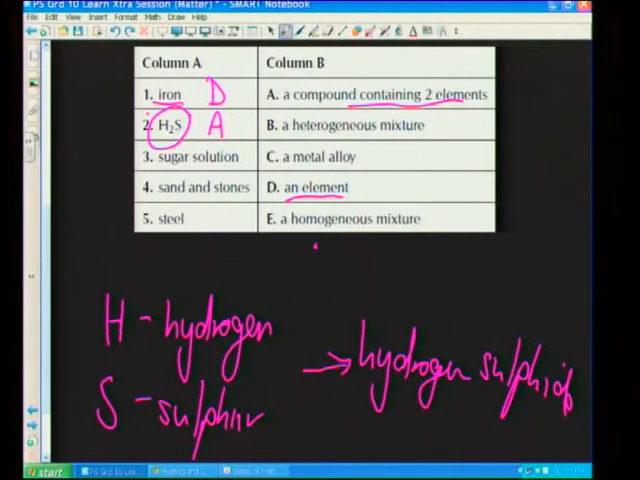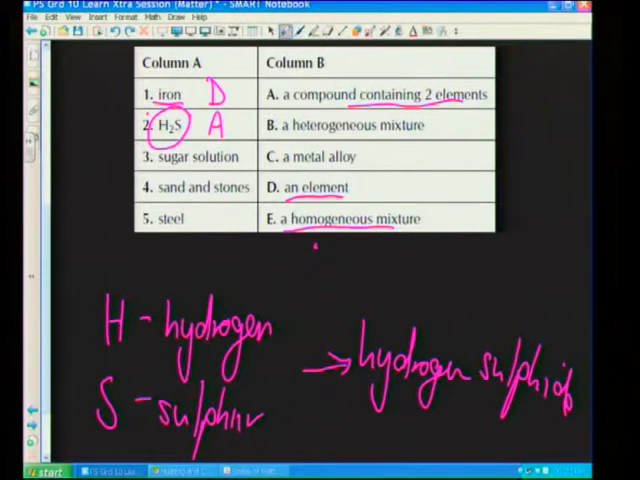Well, now, what about a sugar solution? Now, can we see a difference when we mix sugar and water? If the sugar is all dissolved, can we see a difference? No. Then it must be a homogeneous mixture. It's homogeneous. It was originally two different states, solid and liquid, but it's dissolved. We can't see a difference. Right, what about the next one? So we're going to say that one's E.